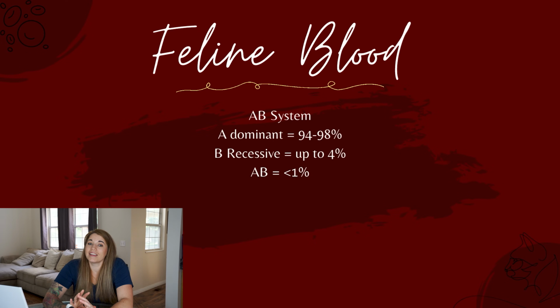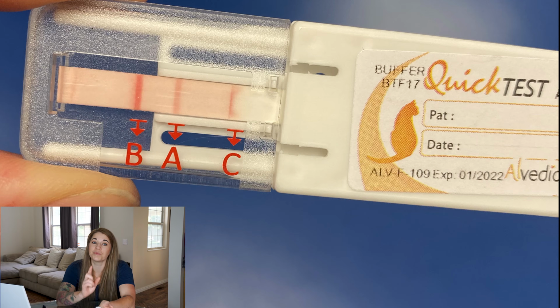And even less likely, type AB blood is less than 1% of cats. But I have actually had the excitement of blood typing one type AB cat. There are certain types of purebred cats that are more likely to be type B. Rex cats have been reported to be up to 40 to 50% type B, whereas Siamese cats and similar breeds are reported to be 100% type A.